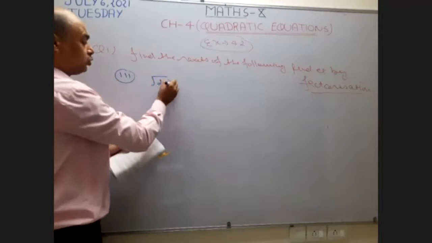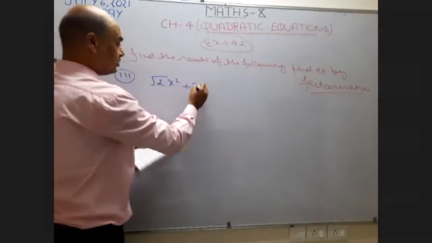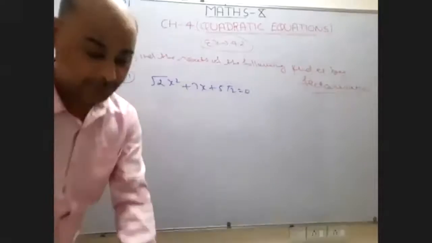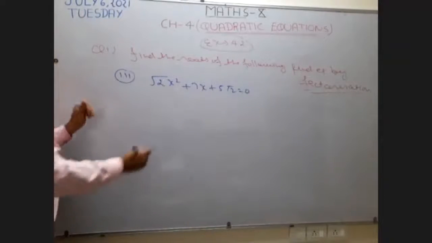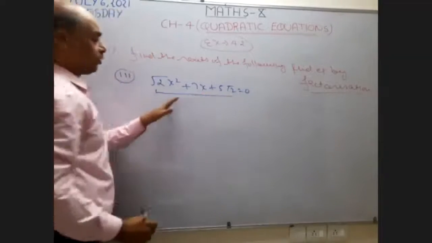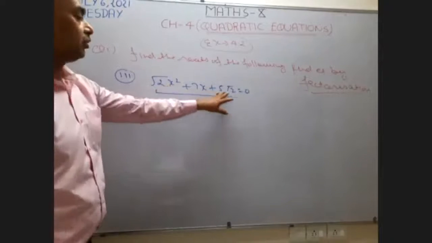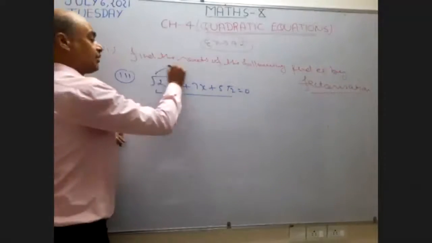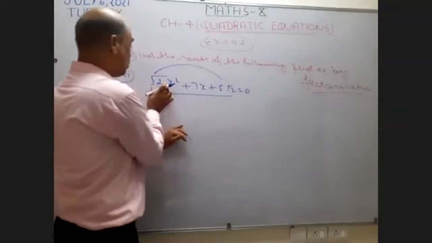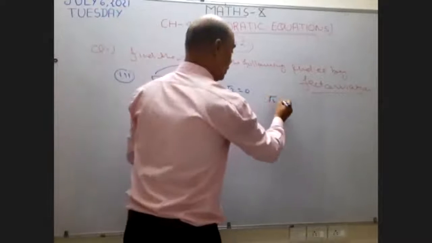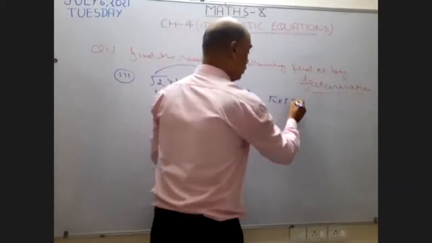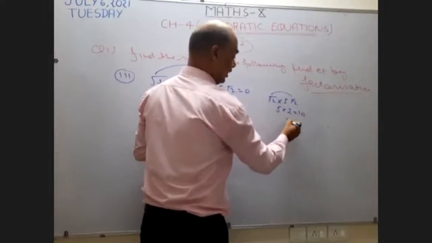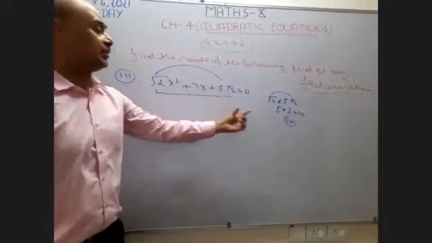The third part is root 2 x square plus 7x plus 5 root 2 equal to 0. Okay. Now, this is the standard form of the quadratic equation: x square, x and the constant term. Now, I want to multiply the first term and the last term. The coefficient of the first term is root 2. What is the last term? 5 root 2. Root 2 into root 2 becomes 2, and this is 5. 5 twos are 10. It means the multiplication of the first term and last term becomes 10.